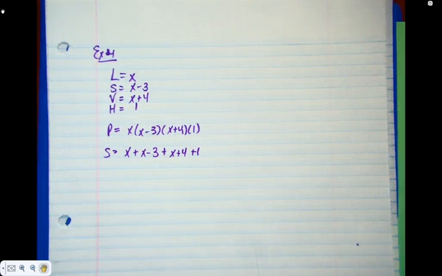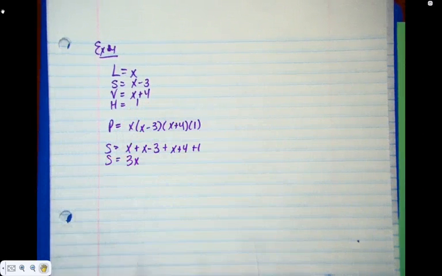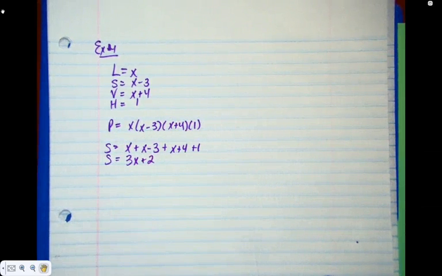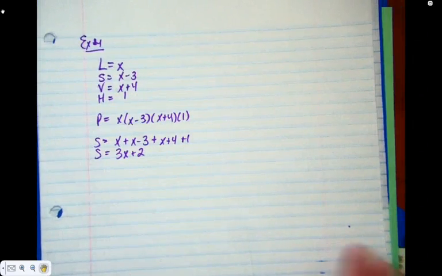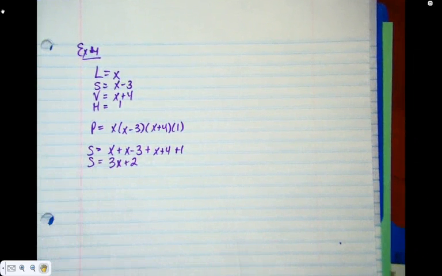And even though we don't need to simplify, my brain just can't help it. I have to simplify this because it's so easy. So if we collect the like terms, you have an X plus an X plus an X. How many X's? 3X. And then a minus 3 plus a 4 plus a 1 plus 2. Again, this is all optional. You don't need to do any of this work. It's just the way my brain works. Now we got to come to the main equation. We got to make some kind of equation. It's something about the product and the sum. What do we know about the product?